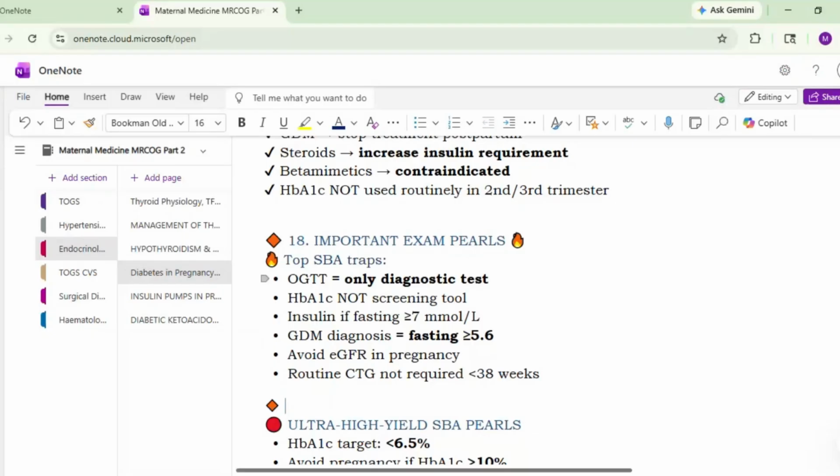OGTT is the only diagnostic test. HbA1c is not a screening tool. Insulin, if fasting is more than or equal to 7 millimoles per liter. GDM diagnosis, fasting more than or equal to 5.6. Avoid eGFR in pregnancy. Routine CTG not required. So OGTT is the diagnostic test, and cutoff for OGTT you should remember 5, 6, 7, 8. Okay, that cutoff you should remember.